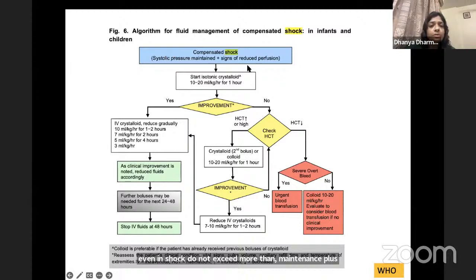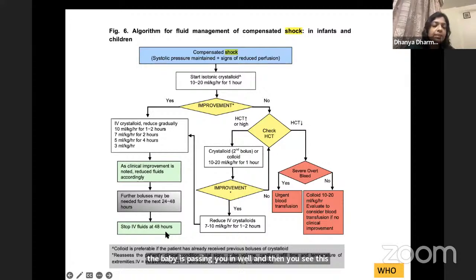WHO guidelines also similarly talk about this: if the patient is in compensated shock, you start at 10 to 20 ml per kg per hour. But you see, this is very important. You gradually reduce after 2 hours, you reduce further, then you reduce to 7 to 5 to 3 if the baby is passing urine well. And then you see this: stop IV fluids at 48 hours.